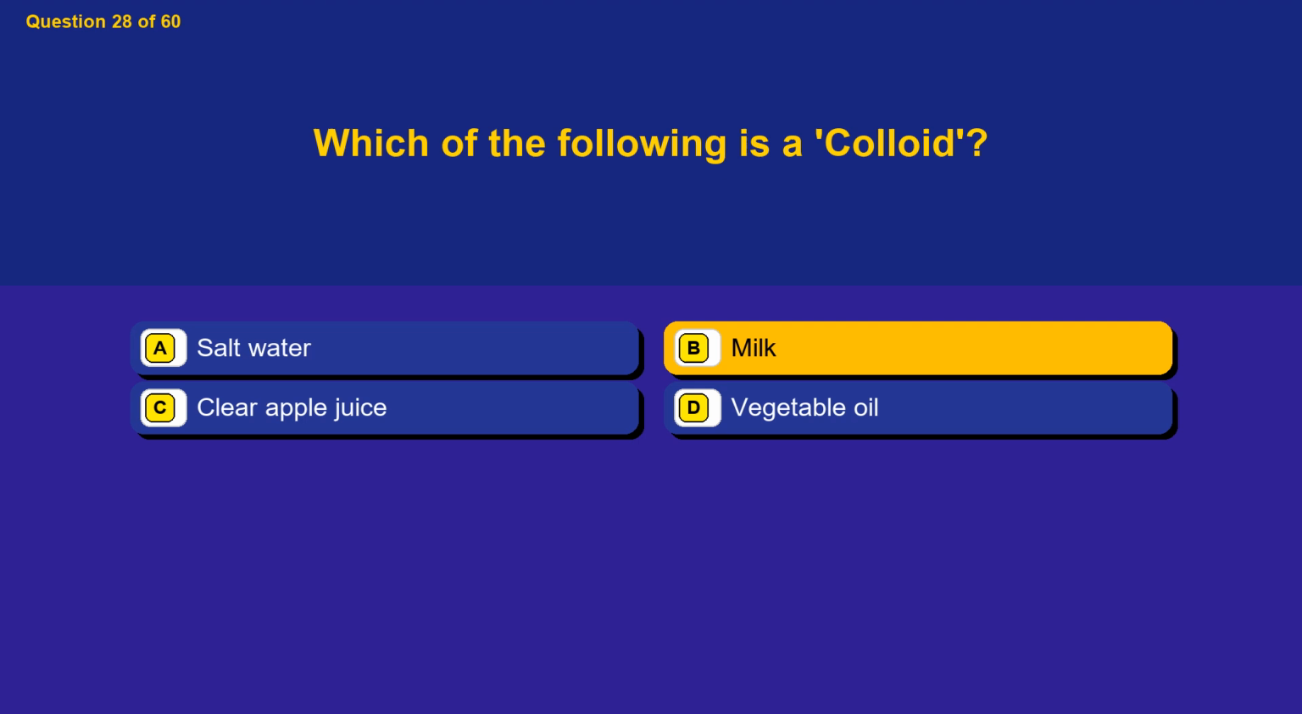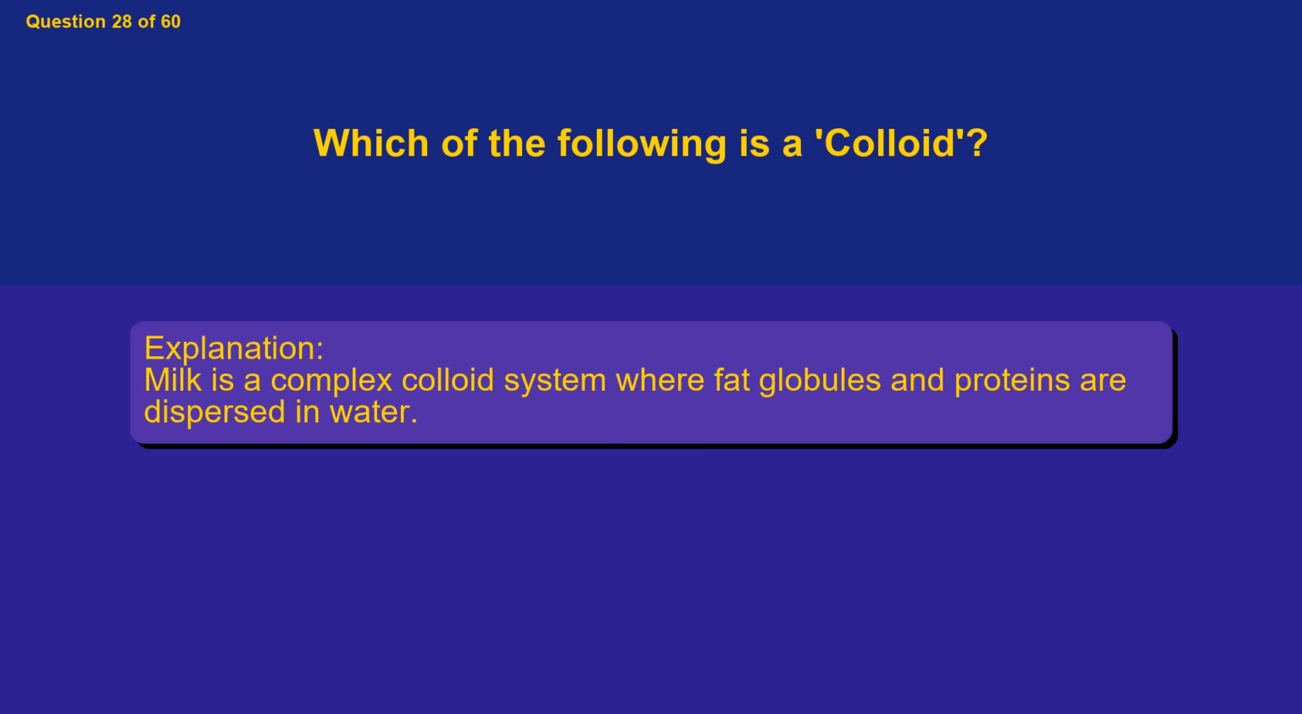The correct answer is option B. Milk. Milk is a complex colloid system where fat globules and proteins are dispersed in water.